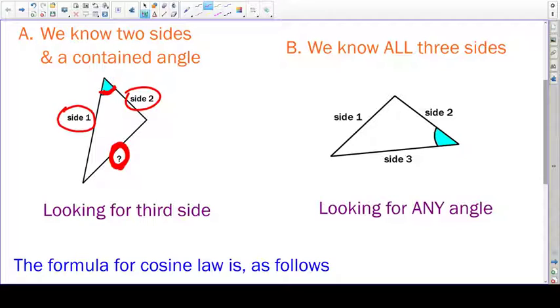The other thing is, if we know all three sides and we're looking for any of the angles, then cosine law is also to the rescue. So cosine law is used in those two special situations.